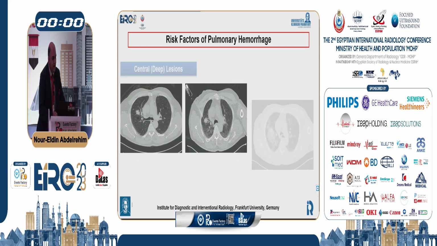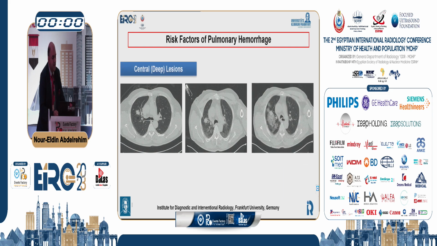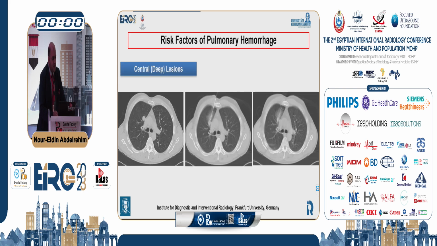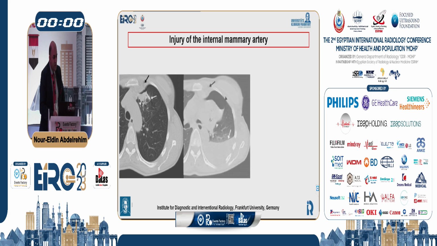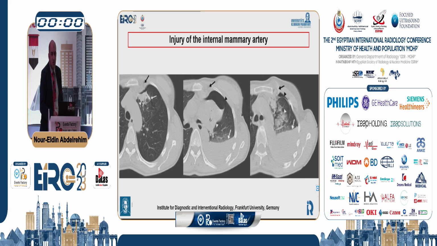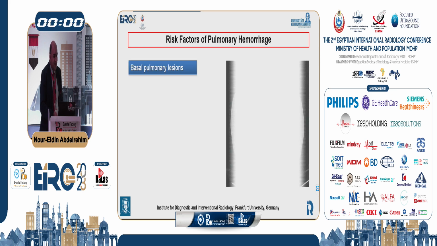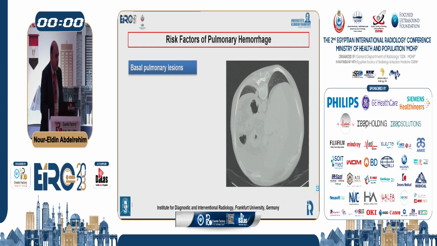Another factor is central lesions, because most of the vessels converge around the hilum due to the anatomy of the pulmonary arteries. As you can see also in this second example. This case I told you about is due to injury of the internal mammary artery leading to pneumothorax, pulmonary hemorrhage and hemothorax, and the hemothorax was increasing dramatically. We sent the patient directly to thoracic surgery in order to clip the internal mammary artery.